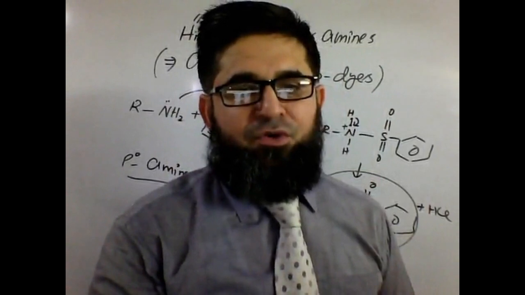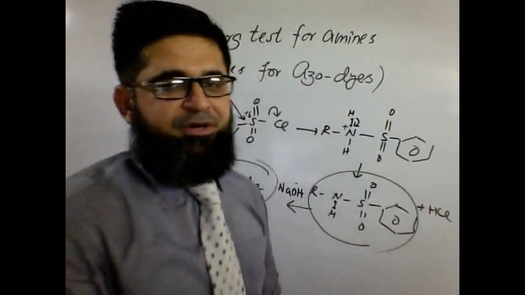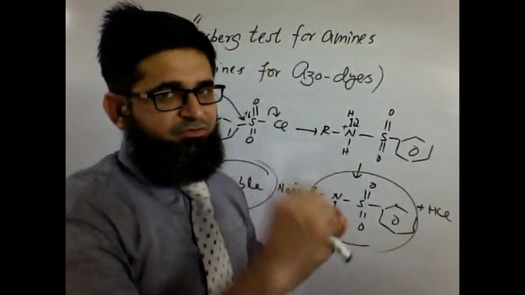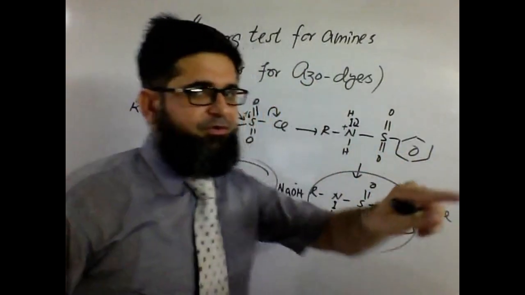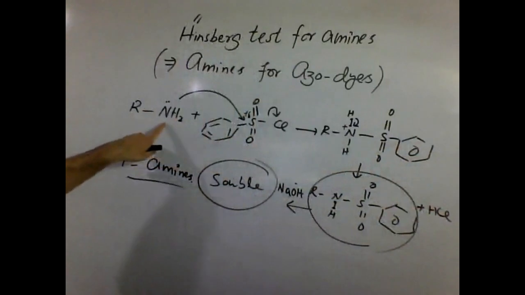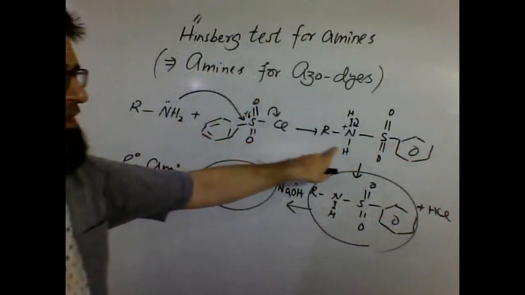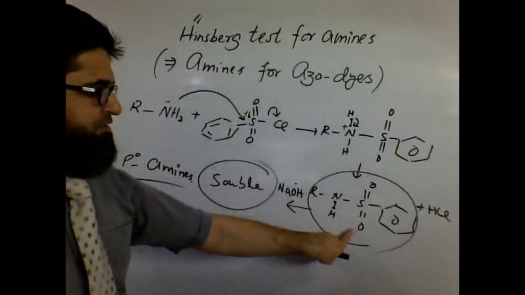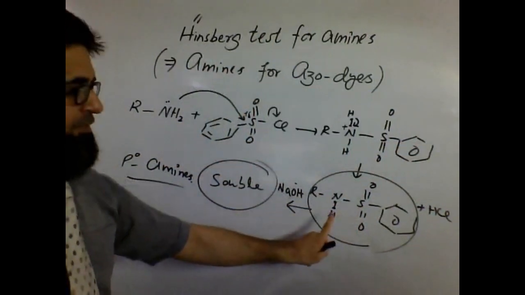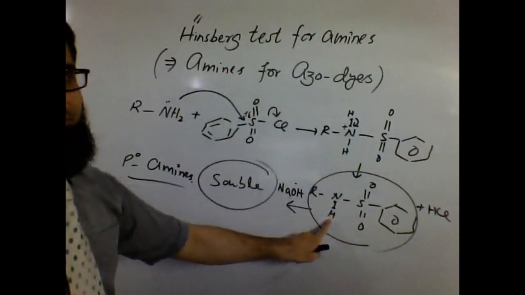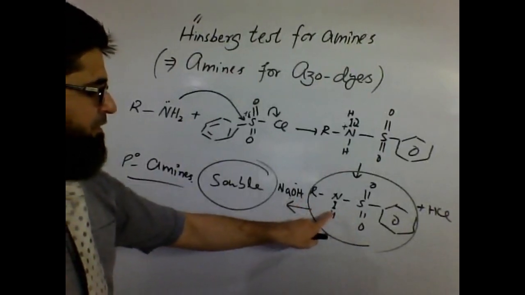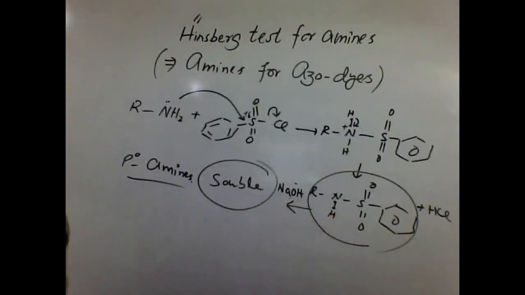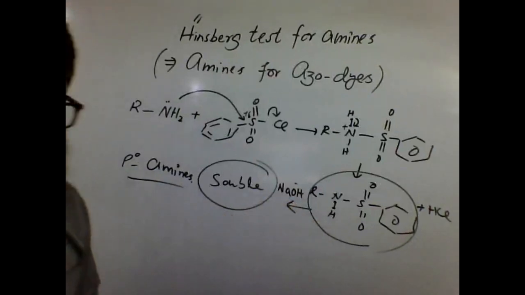If it is not a primary amine, then what would have happened? So this is what has happened. If your starting compound is a primary amine, then it would have moved through step number 1, generating the sulfonamide, and the balance of the one available proton would have resulted in the formation of a salt soluble in sodium hydroxide, to confirm the presence of primary amines.